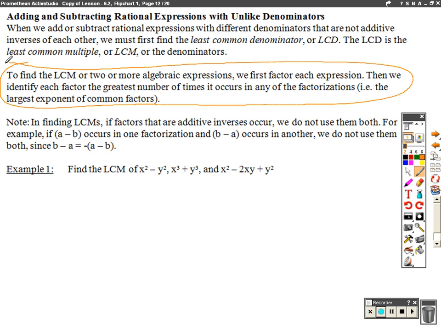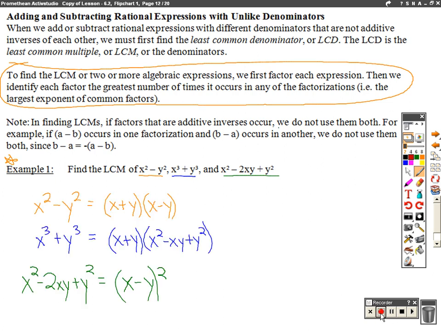So if we look at example 1, this isn't the normal way that we'll see it. We'll normally see these expressions as denominators. So what we would do first, step 1, it says factor them. So we would factor x squared minus y squared. We would factor x cubed plus y cubed. And we would factor x squared minus 2xy plus y squared. Okay, so once I have everything factored, I can identify my least common multiple. In this case, since they aren't denominators, it's the least common multiple, but when we see them in an actual problem, they're going to be denominators, so this would be called the LCD, least common denominator.